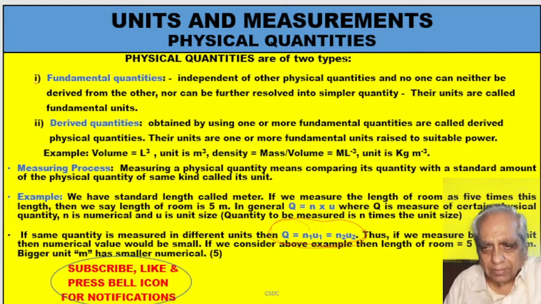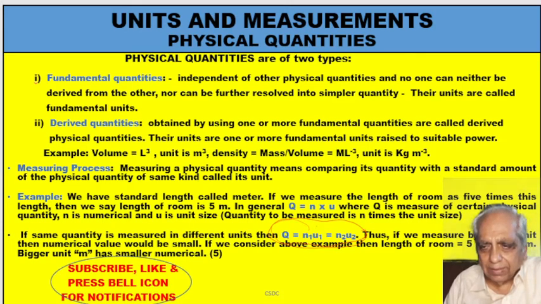Now derived quantities take the help of one or more fundamental quantities, and based upon the relation between that quantity and fundamental quantities we can tell its units. For example, volume. We know volume is length multiplied by breadth multiplied by height of a rectangular parallelepiped. So all are measured in the same units. So we'll say L into L into L. So that will give me L cube. So in SI system its unit would be meter cube.